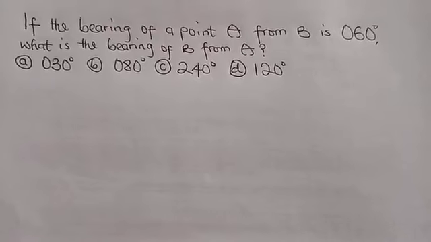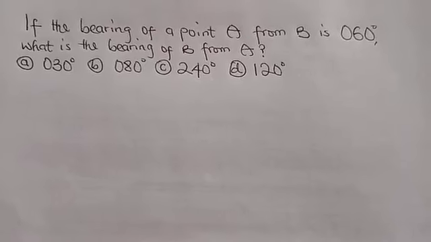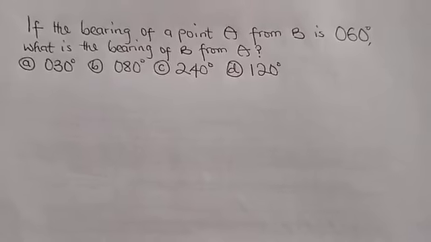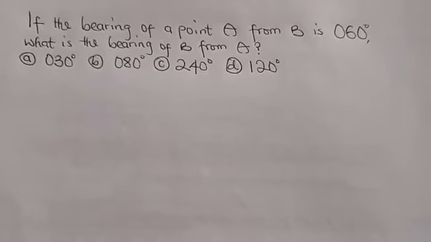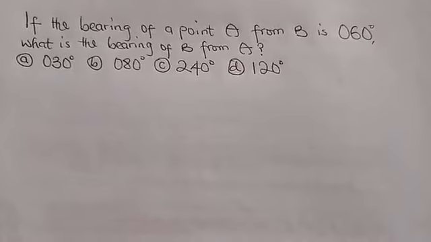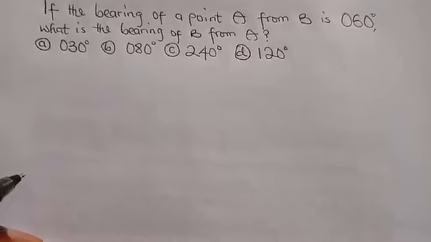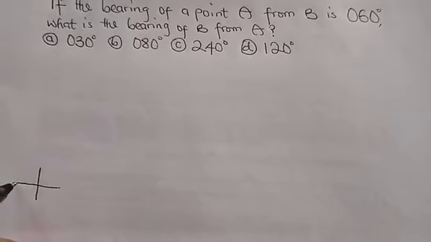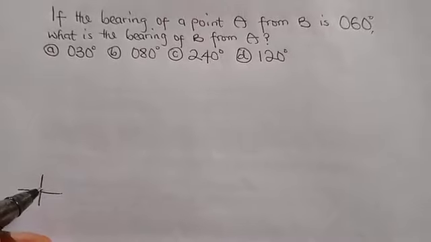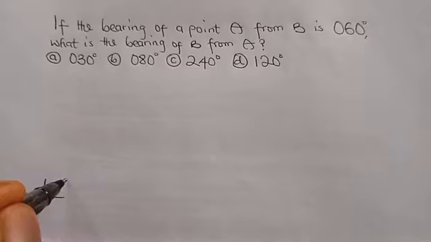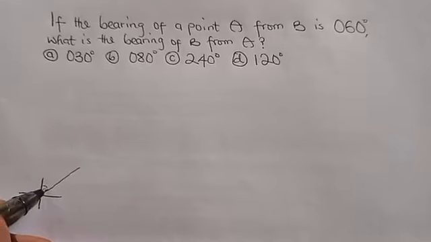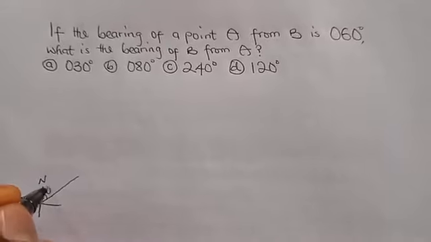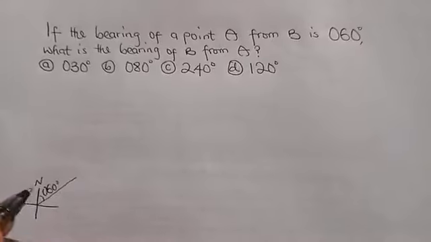So if they said the bearing of a point A from B is 60 degrees, it means the angle at point B moving towards A is at 60 degrees. So it means when you draw your cardinal point like this, your 60 degrees should be going along this way. That is from the north to this line. That is where you have your 060 degrees.